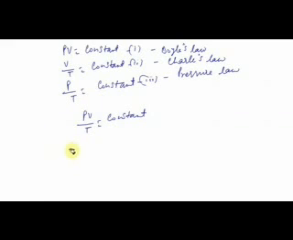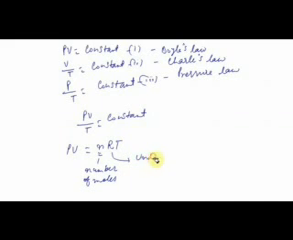And the ideal gas law says that PV is equal to nRT, where P is the pressure of the gas, V is the volume of the gas, n is the number of moles, and R is the universal gas constant. And T is the temperature.